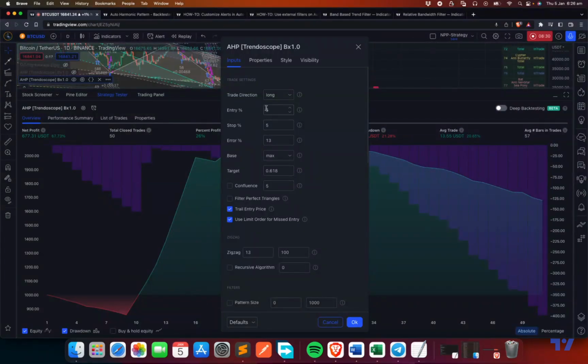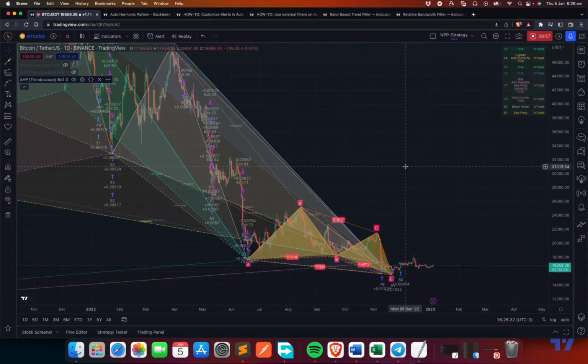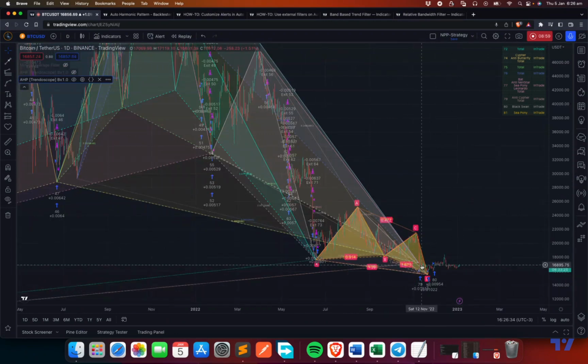So it keeps reducing. If you tighten the entry criteria and stop criteria without changing the target, your percentage profitability will keep reducing. But you also need to understand one more thing here: your risk reward is increasing, because your risk is very small, but the profit is the same or more here, right? So that's how you try to build a strategy based on this.